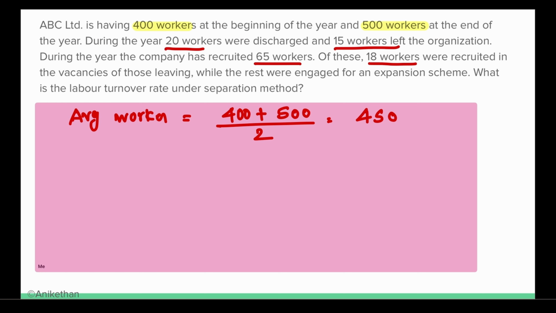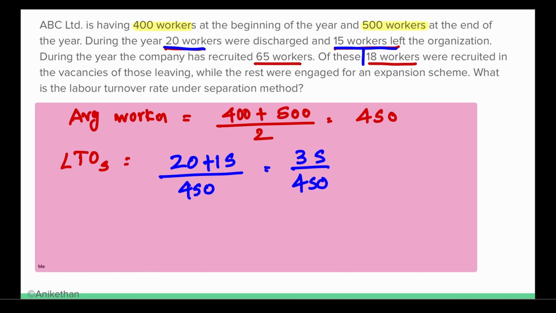What is the labor turnover rate under separation? So how many people were separated? 20 workers were discharged and 15 workers left the organization. That means total separation was 20 plus 15, that is 35. And in the denominator you have the average workforce, which is 450. If you calculate this ratio as a percentage, you will get 8%.